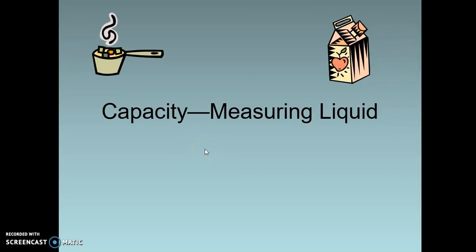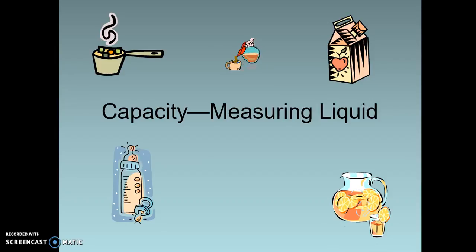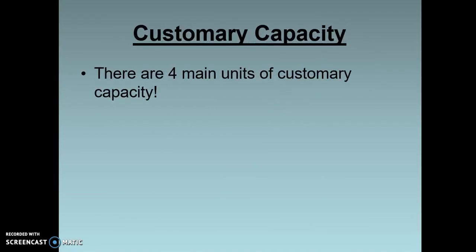Today we're going to be talking about capacity, measuring liquid. Specifically, we're going to talk about the U.S. customary system that we use here in the United States for measuring the amount of liquid that can fit inside of objects. Customary capacity is what we're talking about.